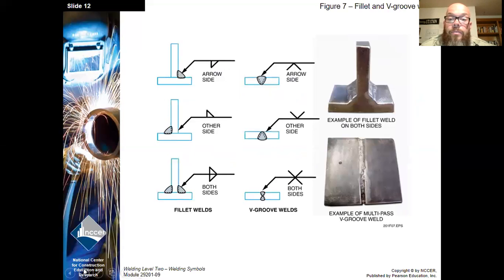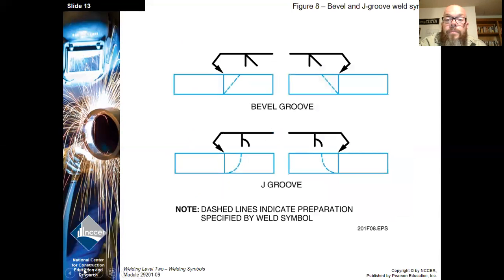Okay, some groove welds, just showing some examples. You've got a good visual there. Just remember, arrow side is always on the bottom, other side is always on top. Okay, so the dash line indicates the joint preparation. As you can see, that line makes a little bit of a dog leg around at the end, but the joint preparation is on the arrow side again, if you look at where the drawings are placed.